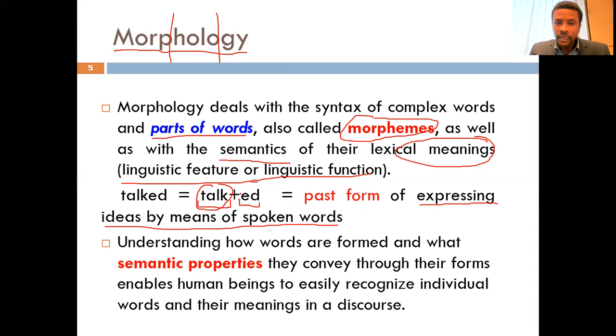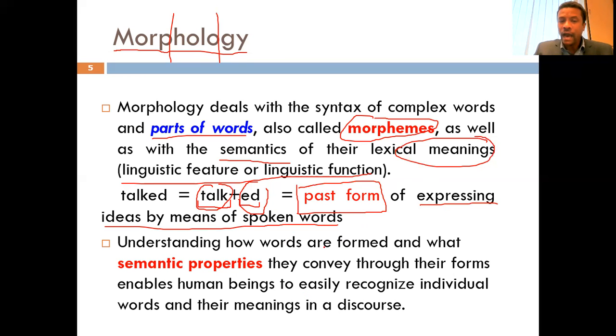But the morpheme ed has a linguistic function. It doesn't have any dictionary meaning. If you go to the dictionary, the word ed will not have any meaning. But the linguistic function that it plays is a past tense form. So whatever word it is attached to, for most of the words, it would make them appear in a past tense form.